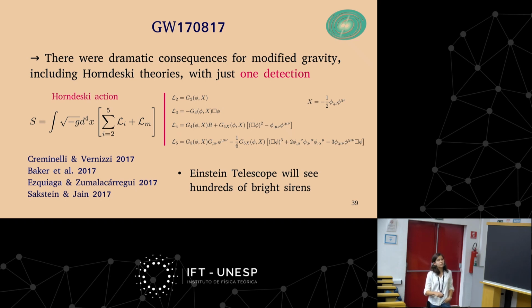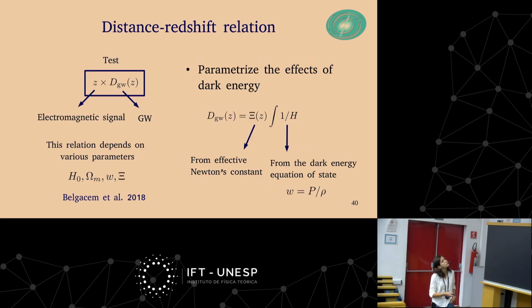Especially when you have hundreds of these kind of bright sirens. With LIGO, we detected one, but we expect to have hundreds. We don't know for sure how many, but with third generation. So that was a measurement of the time delay.